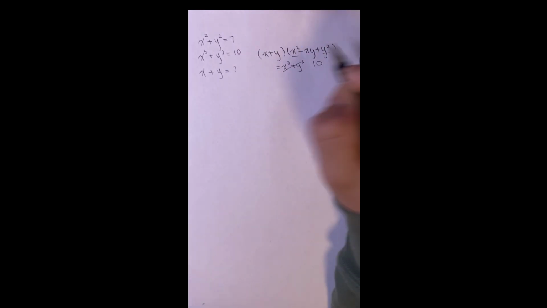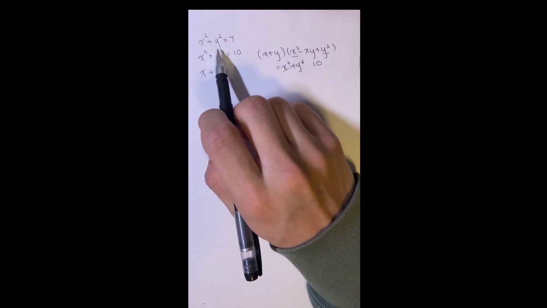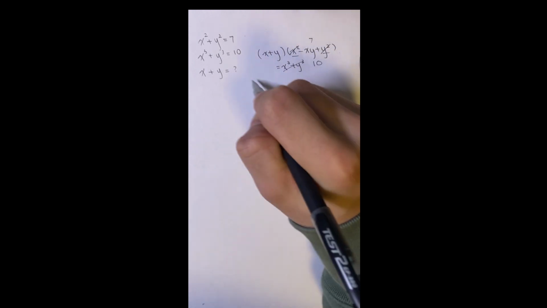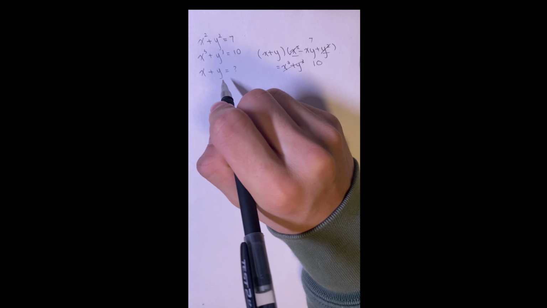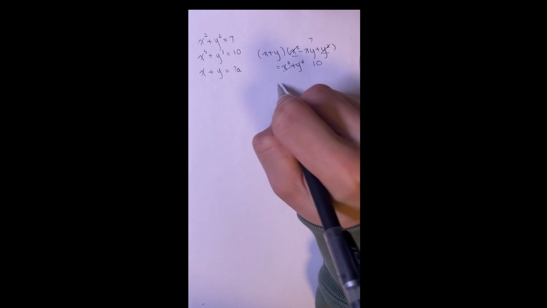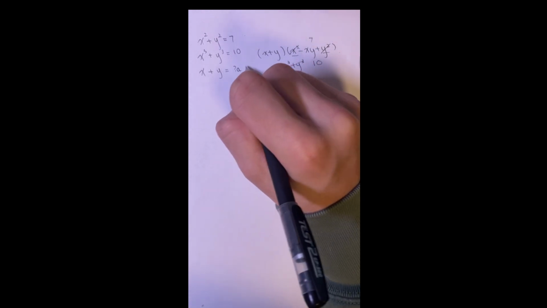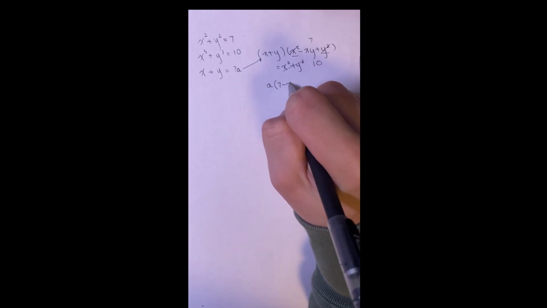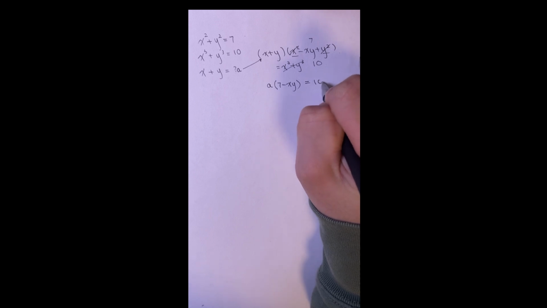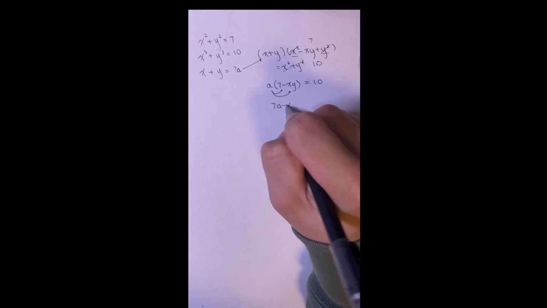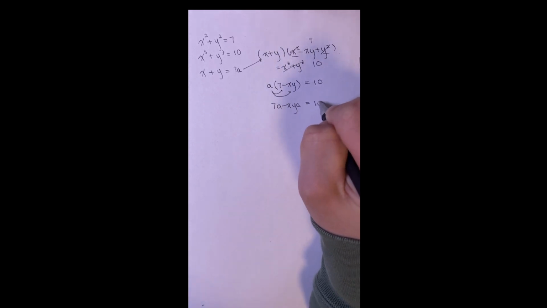Well, first of all, x squared plus y squared. We can see from this equation right here that it is indeed 7. So we can replace these two with 7. And since we're trying to figure out x plus y and not what x and y are individually, we can assume that this is a. So we can input this a into this equation. We end up with a times (7 minus xy) equals 10. Now we can multiply the a inside, so we get 7a minus xya equals 10.